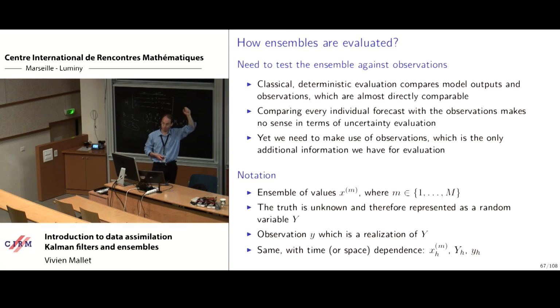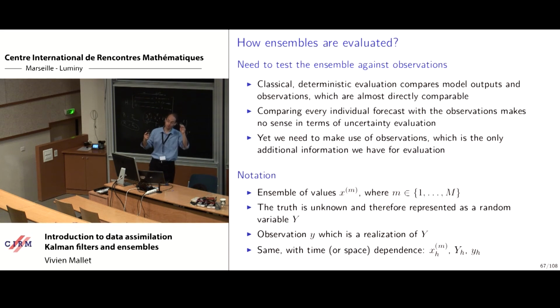When you want to know whether one simulation is good, you make a comparison with observations. You compute, I don't know, the root mean square error between observation and simulations, and you're done. It's easy. You make a correlation, a bias, whatever.